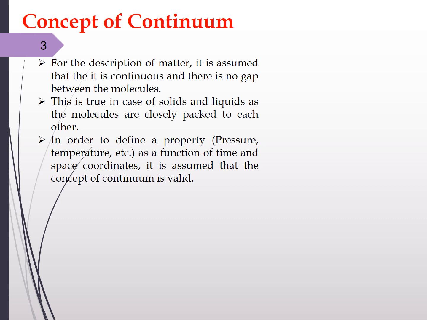Since if we have to define a property, it can be any property, it can be your pressure, it can be your temperature, it can be any other property. So in order to define a property, we need some space coordinates, because the property is always defined in terms of space coordinates or in terms of the time coordinates.